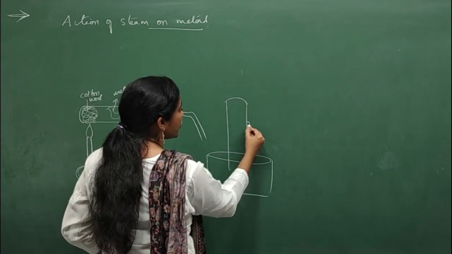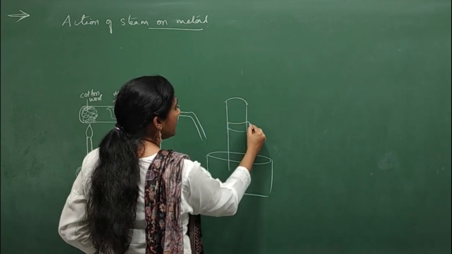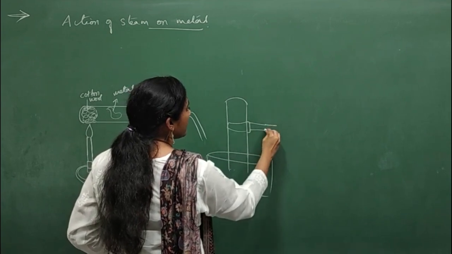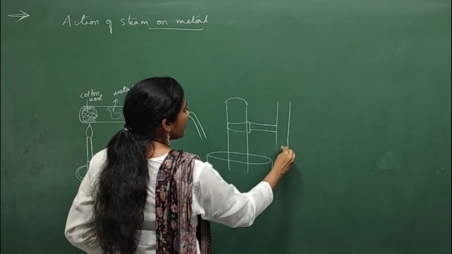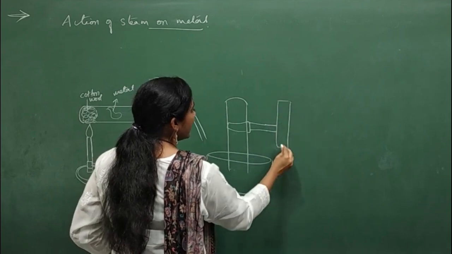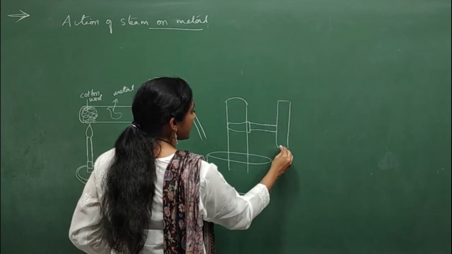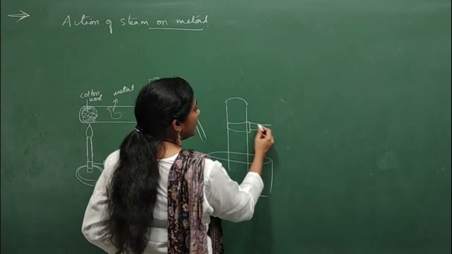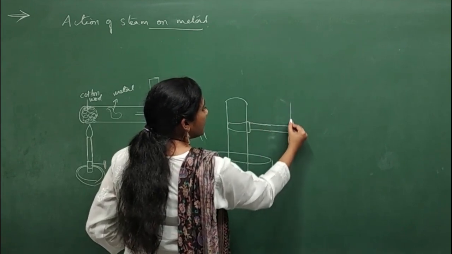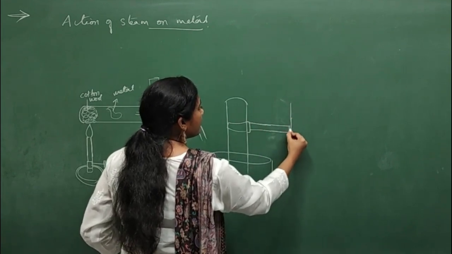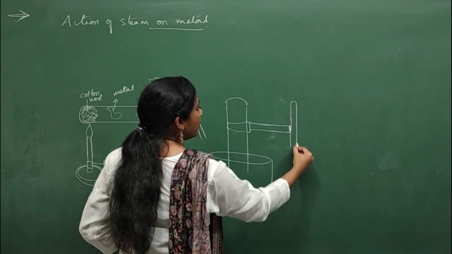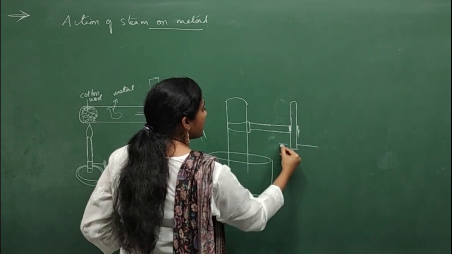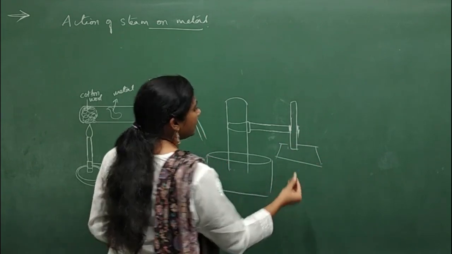held by actually one more stand. So there will be another stand connected here. Okay, so there is actually another stand that is holding this particular beaker. Okay, let me show it a little longer. Another rod is there. This is one more rod. Okay, so this is your another stand.